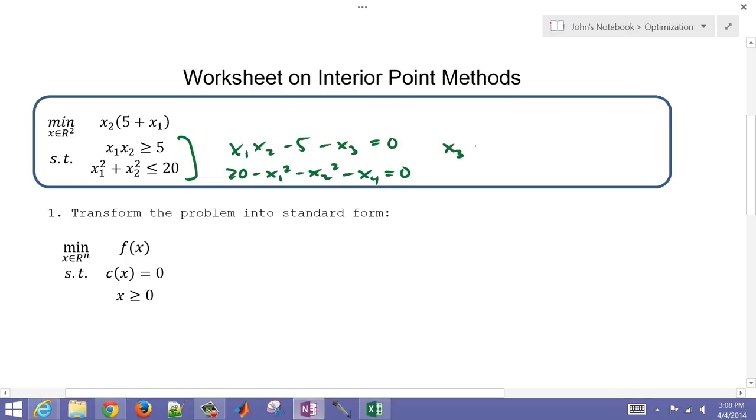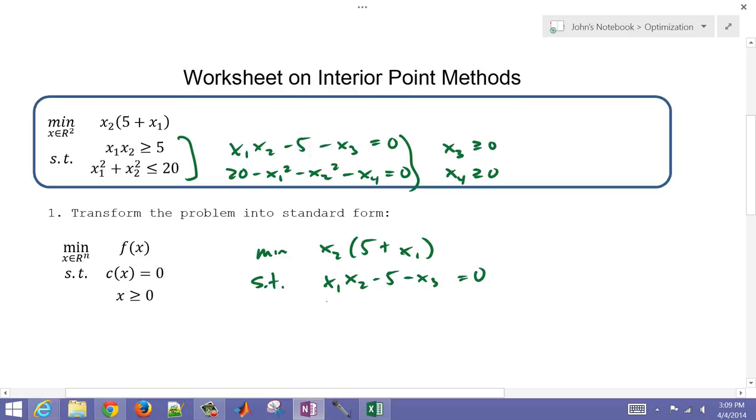And then I'm going to have x3 greater than or equal to 0 and x4 greater than or equal to 0. So now I have this in a standard form where it's minimized, and it's going to be the same objective function. Subject to, and these are going to be my equality constraints, x1 x2 minus 5 minus x3 equals 0, and 20 minus x1 squared minus x2 squared minus x4 equals 0. And then I have x3 greater than or equal to 0, and x4 greater than or equal to 0.